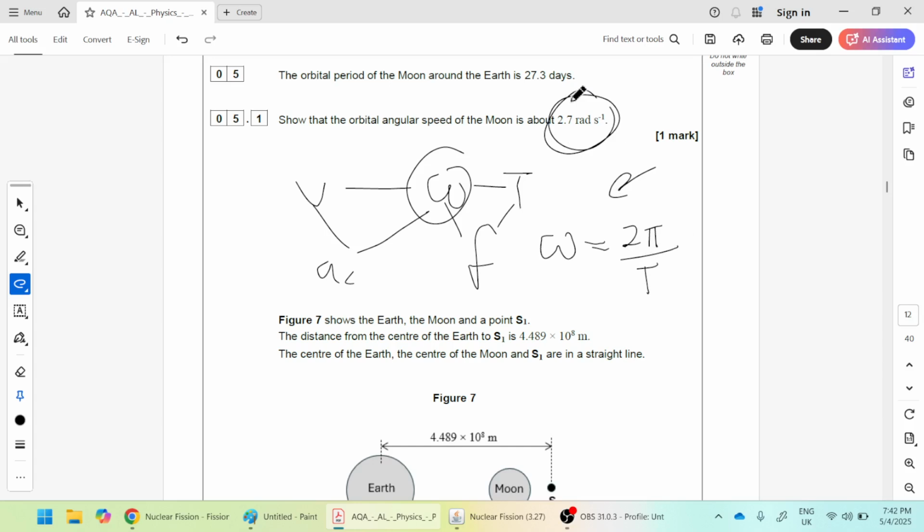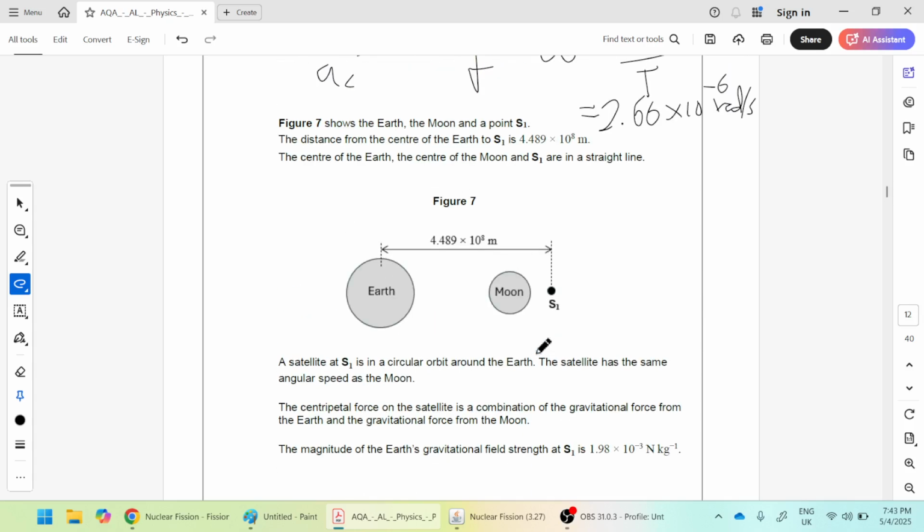You are getting something close to, I think, 2.6 times 10 to the power something minus 7. Let me check. Yep. So what happens is it comes out to around 2.66 times 10 to the power minus 6 radians per second.